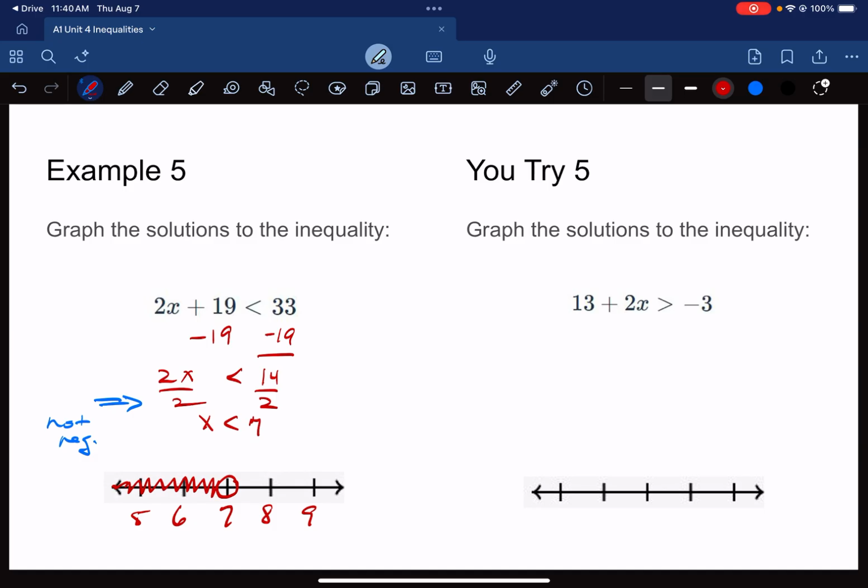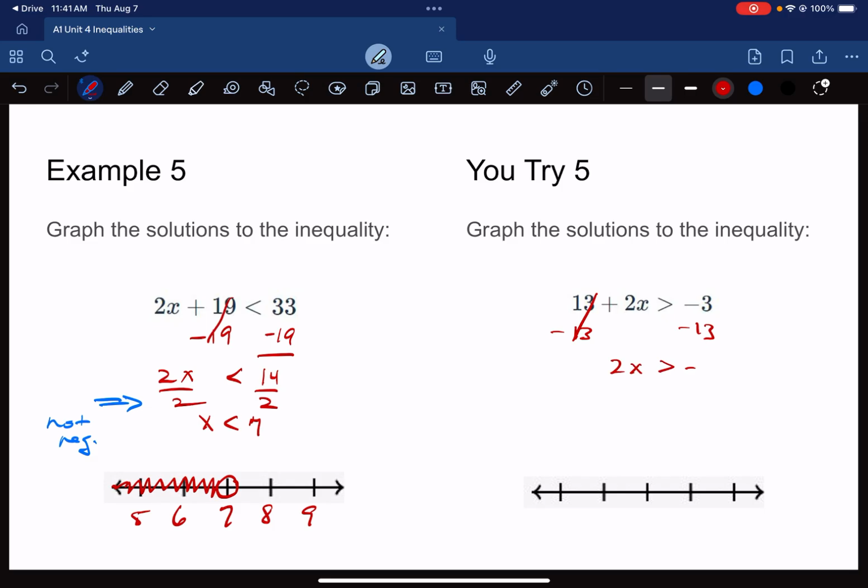And there's my graph. You guys give the next one a try there. Stop the video, start it back up, see how you did. Well, again, I have no distribution. There's no like terms on the left. I'm going to subtract 13 because it's positive. So that's going to go away like that did.